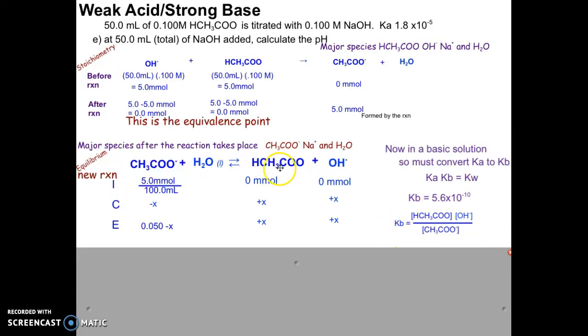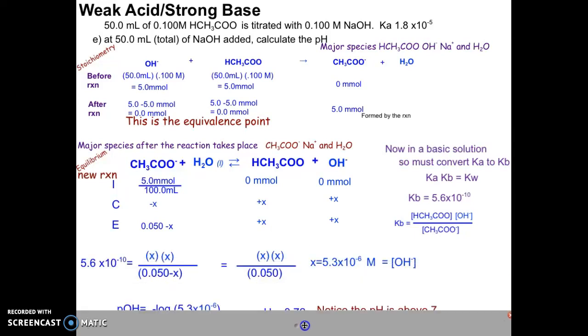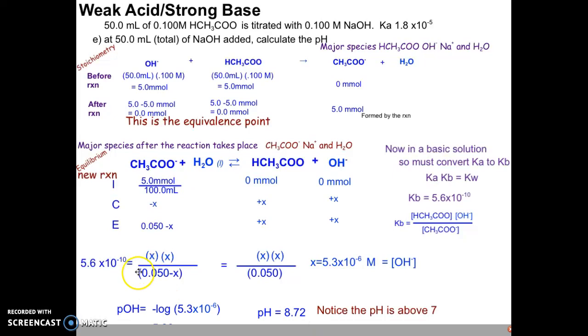Kb then would be the acetic acid times the hydroxide over the conjugate base, CH3COO minus. So when I do this work, now, okay, I'm just plugging in what I know. This equilibrium line right here just got plugged into my equilibrium expression, and I can ignore the minus x because it's so small. That becomes x, which becomes then the hydroxide, is 5.3 times 10 to the negative 6.